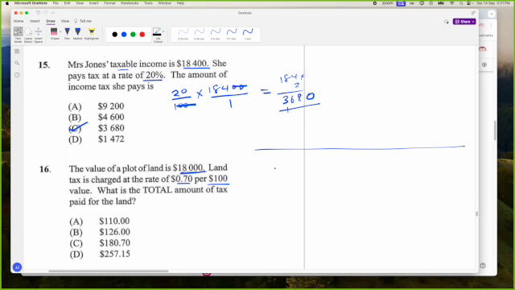Land tax is charged at a rate of this per every 100. So if I have $18,000, how many hundreds do I have in 18,000? Right. I have 180 hundreds in 18,000. And so the tax is charged at a rate of this. Multiply by 0.70. Remember, I don't have a calculator.